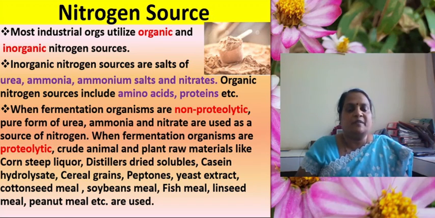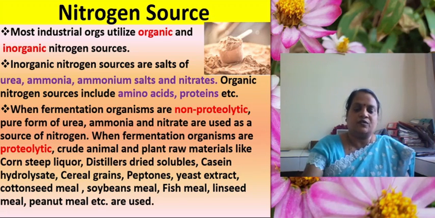So if the organism is proteolytic in nature, you can add crude proteins, plant derived or animal derived, like corn steep liquor, distillers dried solubles, casein hydrolysate, cereal grains, peptones, yeast extract and different types of meals like cottonseed meal, soybean meal, fish meal, linseed meal, peanut meal, etc. But if the organism is non-proteolytic, that means it doesn't have the ability to break down protein, then you have to use simpler nitrogen sources such as urea, ammonia, nitrates, etc. as a source of nitrogen.